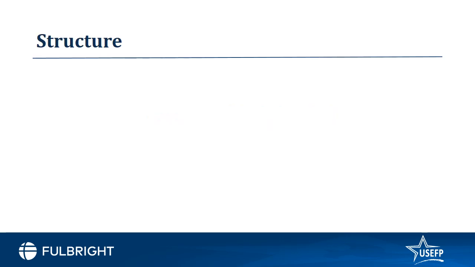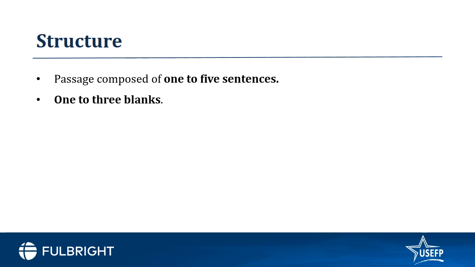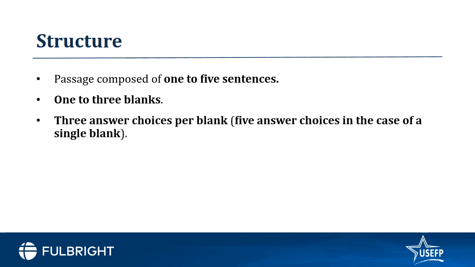To quickly refresh what we learned in video 2, text completion questions consist of a passage composed of 1 to 5 sentences. Text completion questions can have 1, 2, or 3 blanks. For questions with 1 blank, you will have 5 answer choices from which you will have to select 1. For questions with 2 or more blanks, you will have 3 answer choices from which you will have to select 1 per blank.